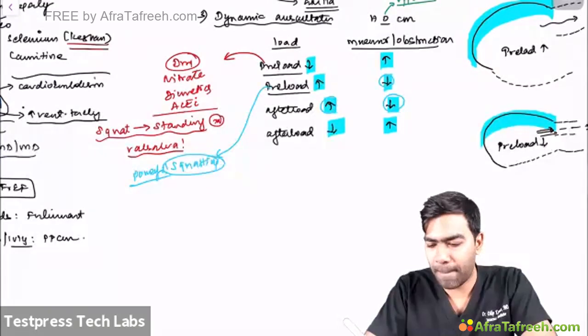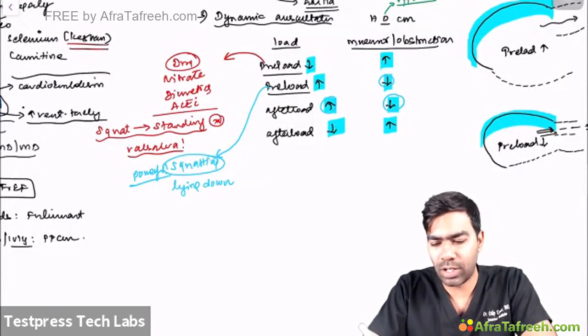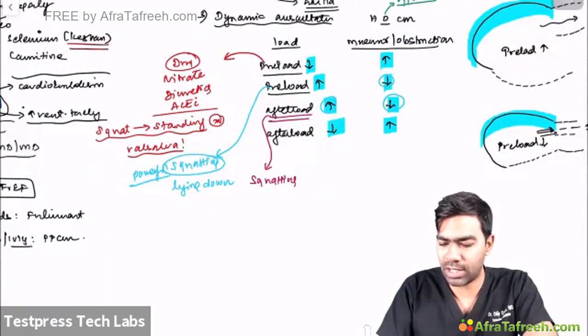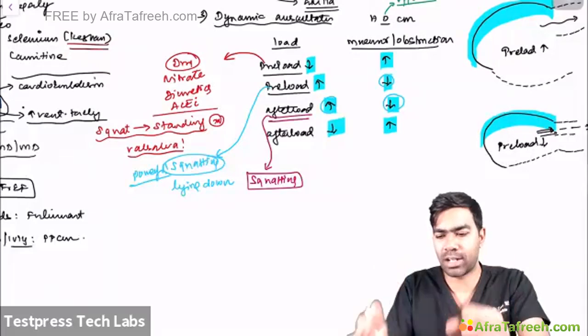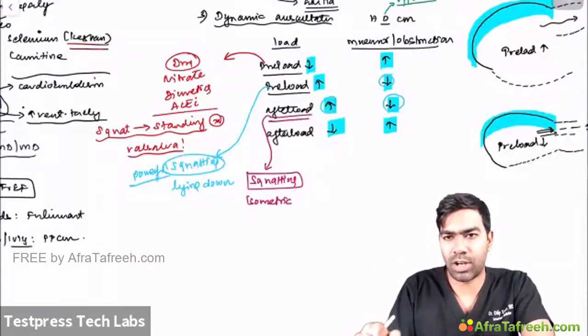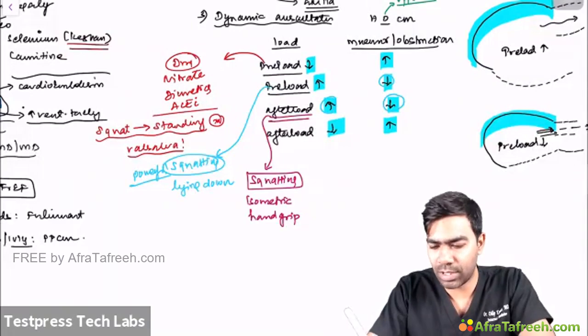Apart from that, lying down from the standing position. All these things can reduce the murmur to a great extent. And conditions that increase the afterload, once again, squatting. Squatting is a very important condition that increases the afterload. And there is another entity that increases the afterload called isometric hand grip. That is because you are increasing the muscle contraction and peripheral resistance. Isometric hand grip can increase the afterload, thereby reducing the murmur.